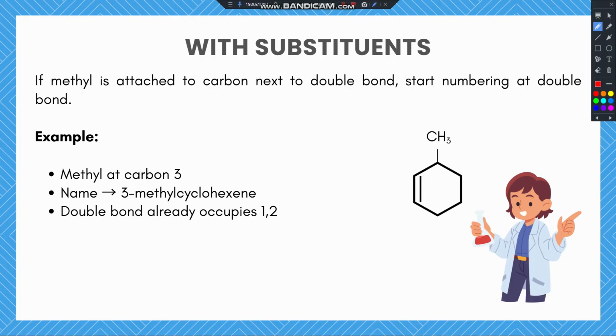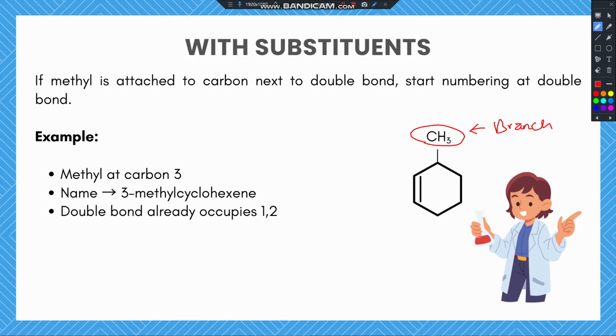Well, how about if there are substituents attached to a cyclo compound that has a double bond? Well, if there are substituents attached, the first thing you need to do, remember, the double bond carries carbon number 1 and carbon number 2. Then we need to proceed in a direction that gives the lowest possible number to the branch. Now, here's what I mean. For example, this structure carries this branch. Let's identify it as the branch. So how are we going to number it?